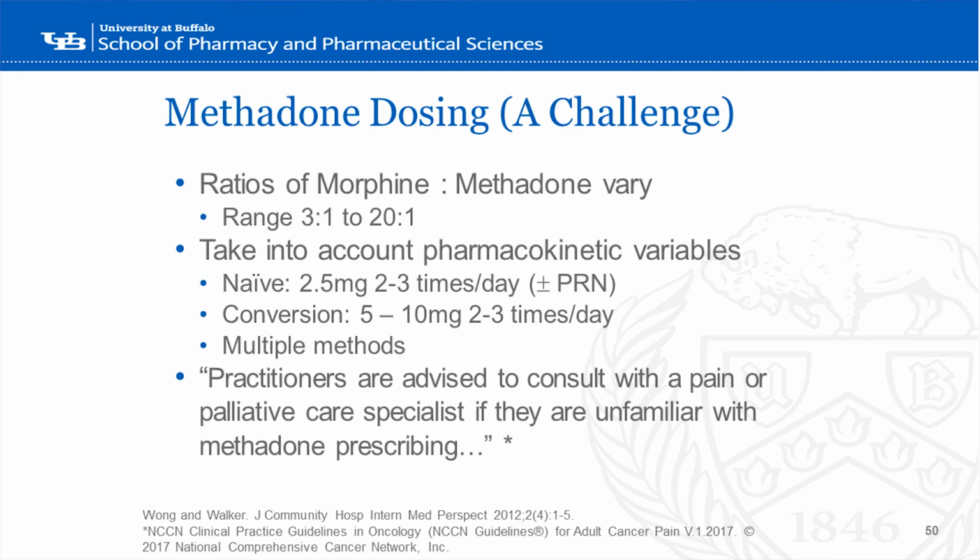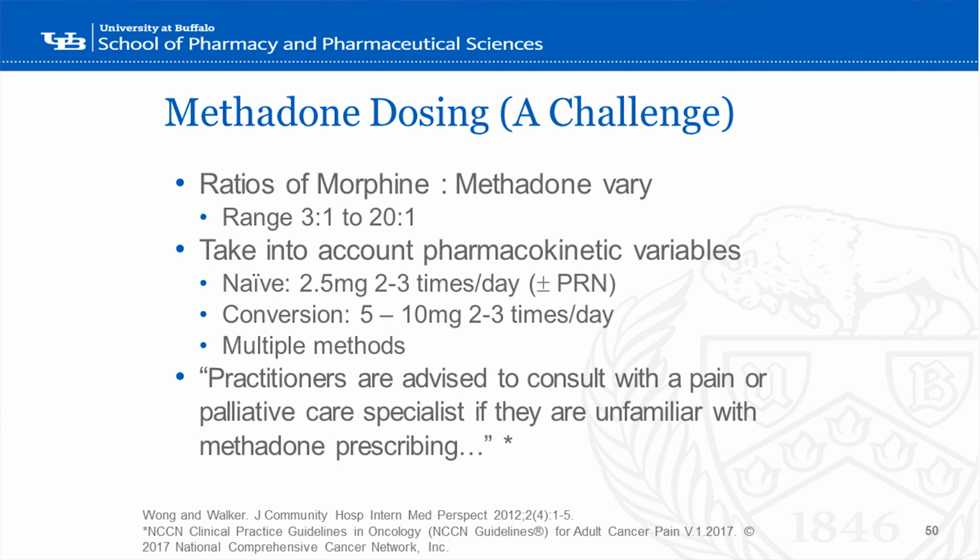We also find that ratios of morphine to methadone vary based upon the patient, anywhere from a 3-to-1 ratio to a 20-to-1 ratio. This is often because patients who have neuropathic pain, once we get them on methadone, can be treated well with a much lower dose of opioid overall.